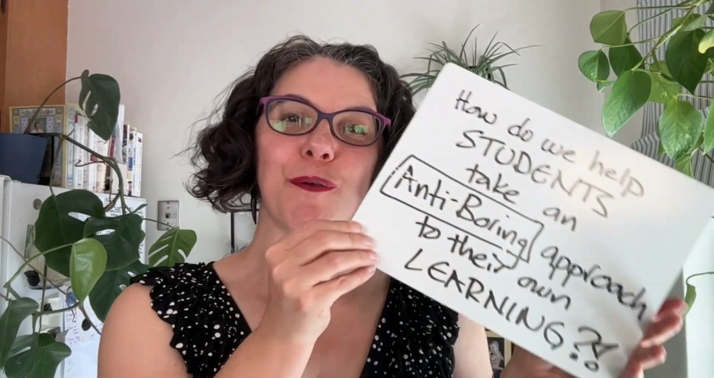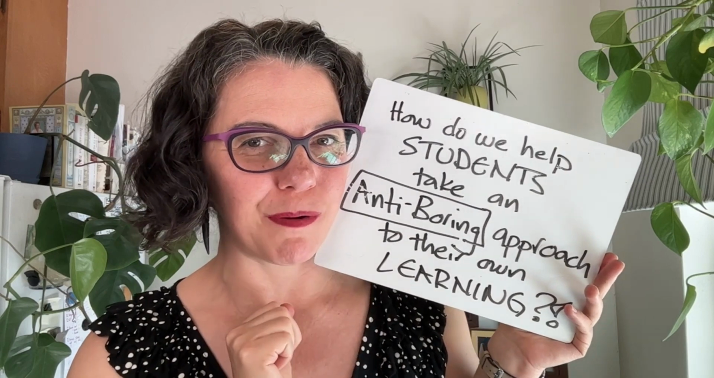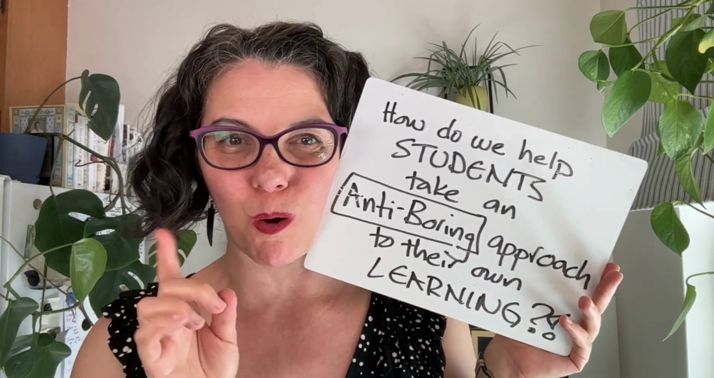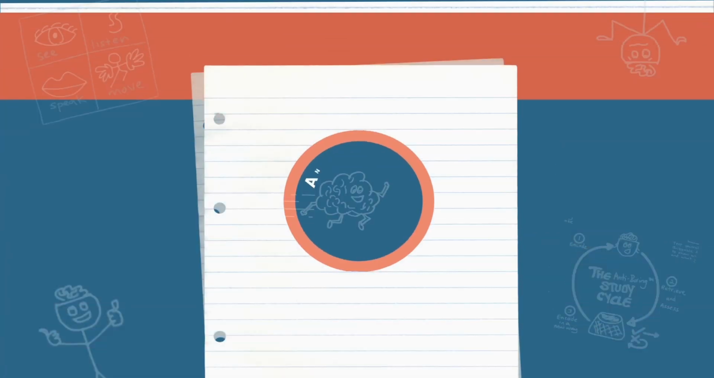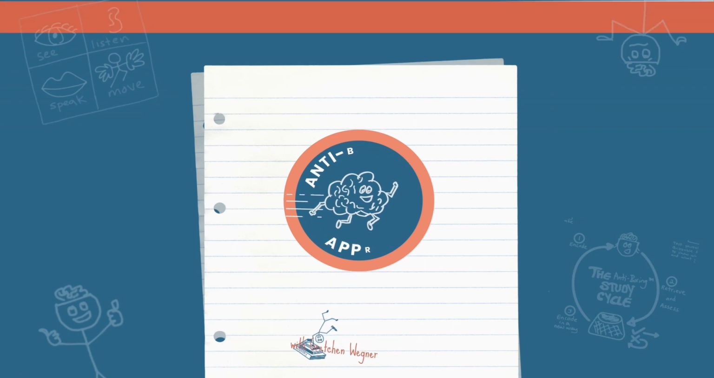Welcome back to the penultimate video in our series about how we help students take an anti-boring approach to their own learning this school year. We have been looking at various characteristics of what it means to be an anti-boring student and anti-boring educator. And today we've got two more of those.